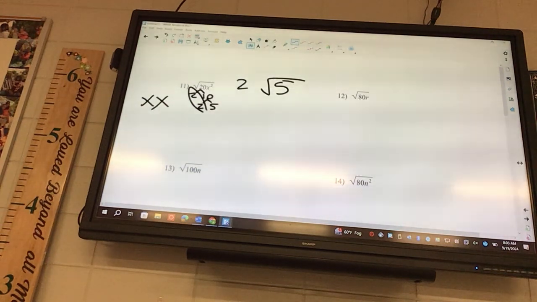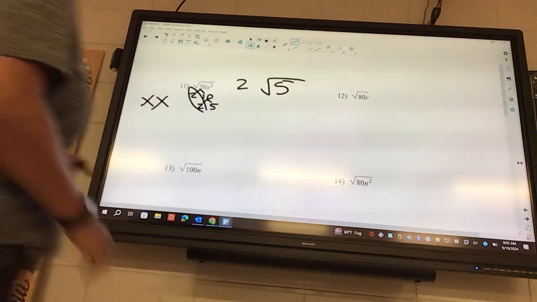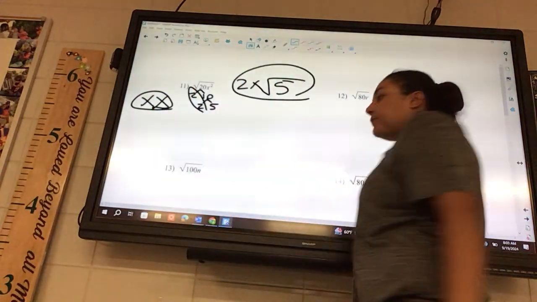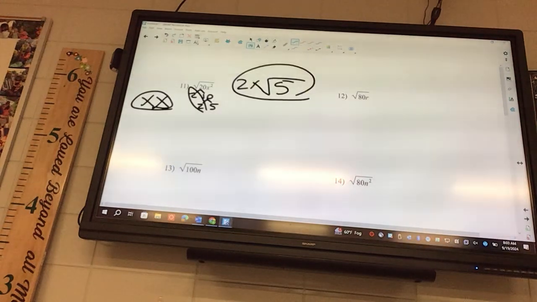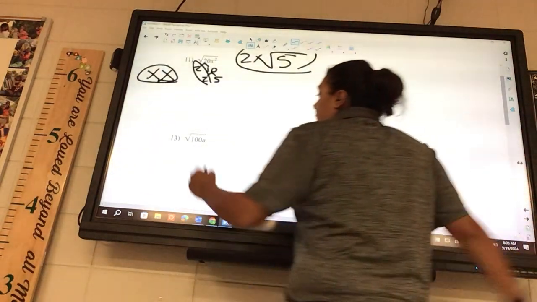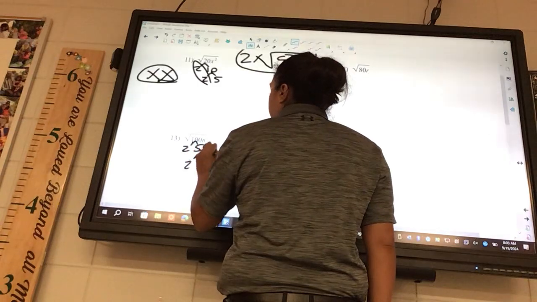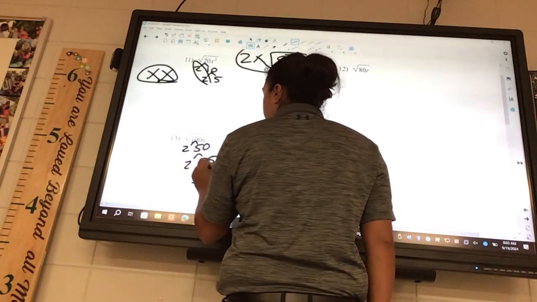Is that the right one? The X's can go, right, and so he's going to go here on the outside. Okay, 100 is going to be 2 50, 2 25, 5 5.